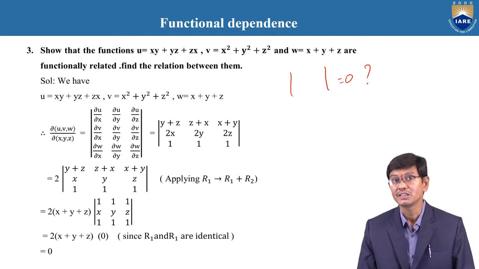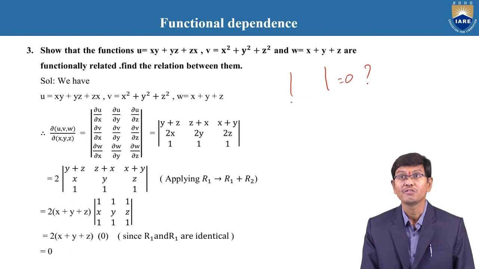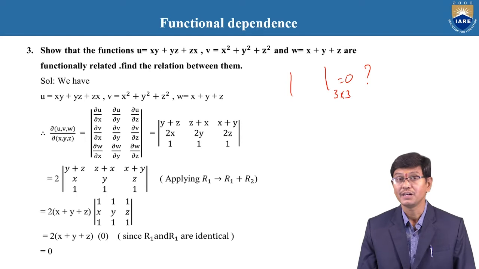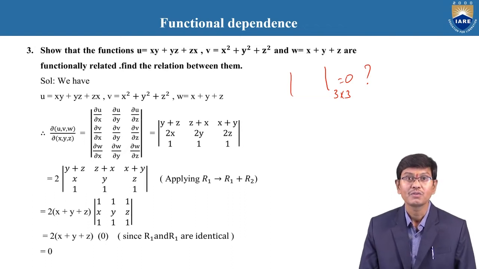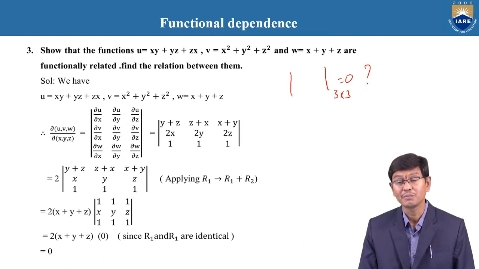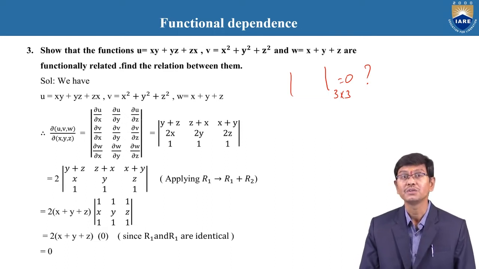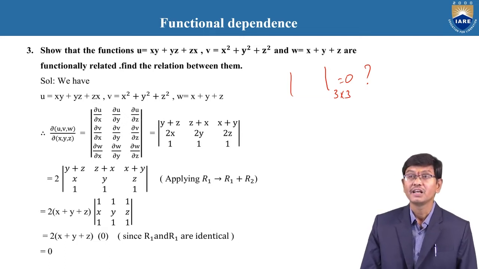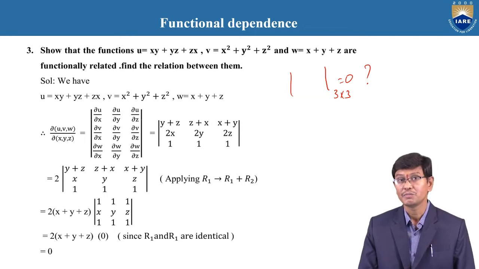Here, the given problem has 3 dependent and 3 independent variables. Therefore, we need to form a 3 by 3 matrix. The dependent variables are u, v, w, and the independent variables are clearly x, y, z. According to the Jacobian definition, dou of u, v, w by dou of x, y, z is the determinant whose first row is dou u by dou x, dou u by dou y, dou u by dou z, the second row is dou v by dou x, dou v by dou y, dou v by dou z, and the third row is dou w by dou x, dou w by dou y, dou w by dou z.